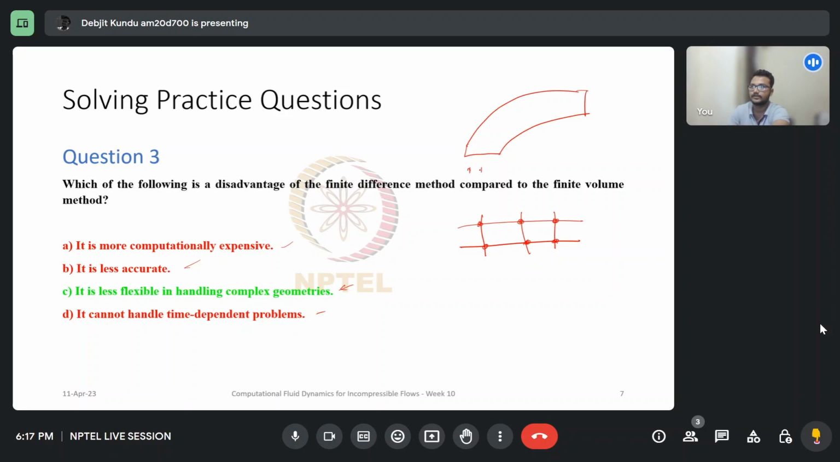There is a flow incoming like this, and I want to know what the flow profile coming out of this is. For that, I have to solve for the flow in the entire domain. Now, if I try to use a finite difference scheme over here and generate some grid like this, so let's say this is my i,j and this is my i,j+1.